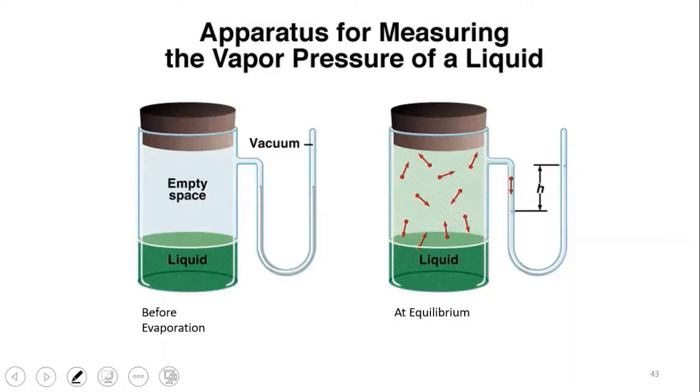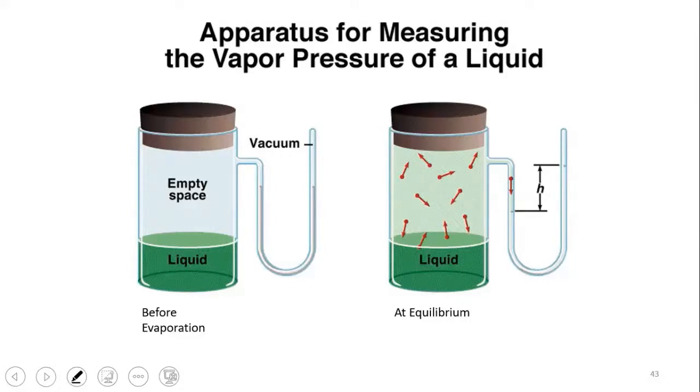Before evaporation, since there's no pressure on the space above the liquid nor on the little vacuum on the right side of the U-shaped tube, the two sides of the mercury column are equal in height. As the liquid begins to vaporize, you can see how vapor molecules will start exerting a pressure on the left side of the U-shaped tube.